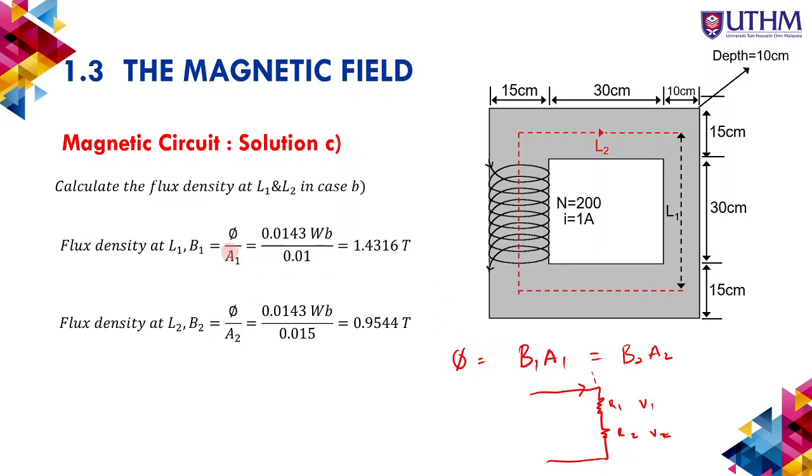Because of the change in the area, that's why the flux intensity is different. Okay, area 1 pun dah ada. Area 1 is calculated, so we just divide and then we get the intensity, which is the Tesla for B1. So B1 over here for the L1, and then flux density at L2, B2, so we get the answer. Okay, so up to now can understand? Yes. Okay, great. Yes, Doctor.